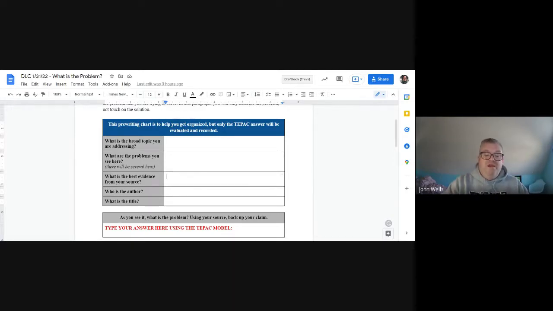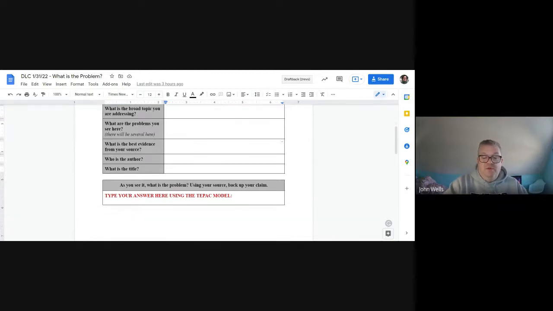What is the best evidence from your source? So I'm going to open up my best source, the source that has the best information about the problem. After I've read that and understood it and summarized it, I'm going to pull the best piece out. Here is the part that is the best, and copy and paste it right here. Then I'm going to add in who is the author and what is the title of that work.